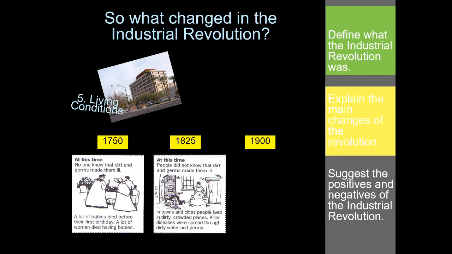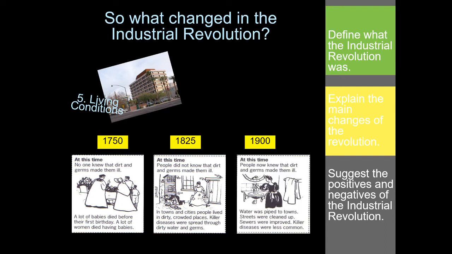By 1825, people did not know that dirt and germs made them ill, so things didn't change much. So that idea that cleaning our hands, washing our hands, protects us from germs and disease and keeping clean isn't as old an idea as you would expect it to be. In towns and cities, people lived in dirty, crowded places. Killer diseases were spread through water and germs. We talked a little bit earlier in the year about people getting cholera from dirty water, and that would make them really sick and often die because of it.